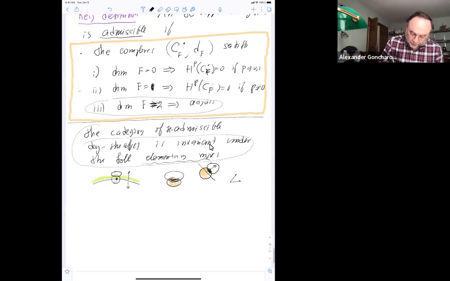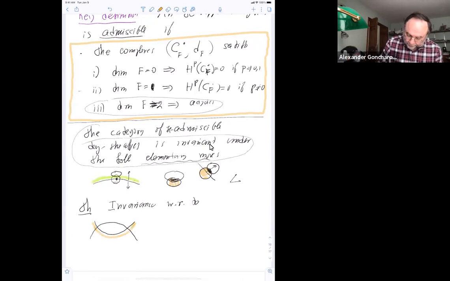So that's a theorem. Let me write it again. The theorem is that we have invariance with respect to the following elementary moves. So we can take two lines which intersect like that, and we can assume that they're co-oriented like this. And then we can move them through.